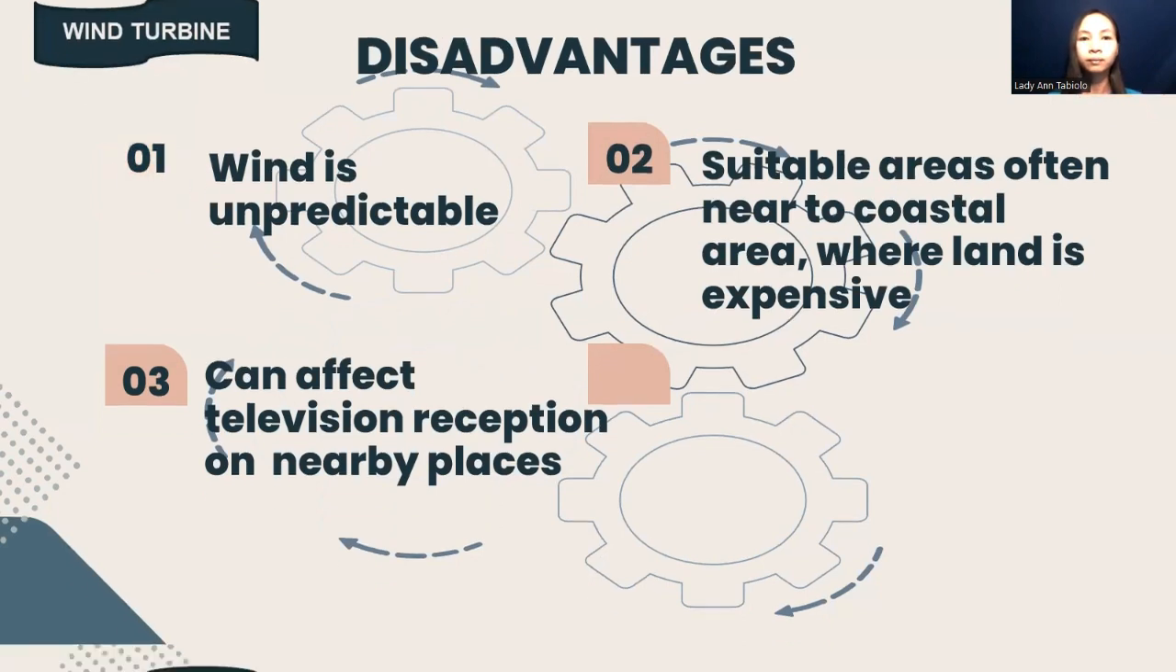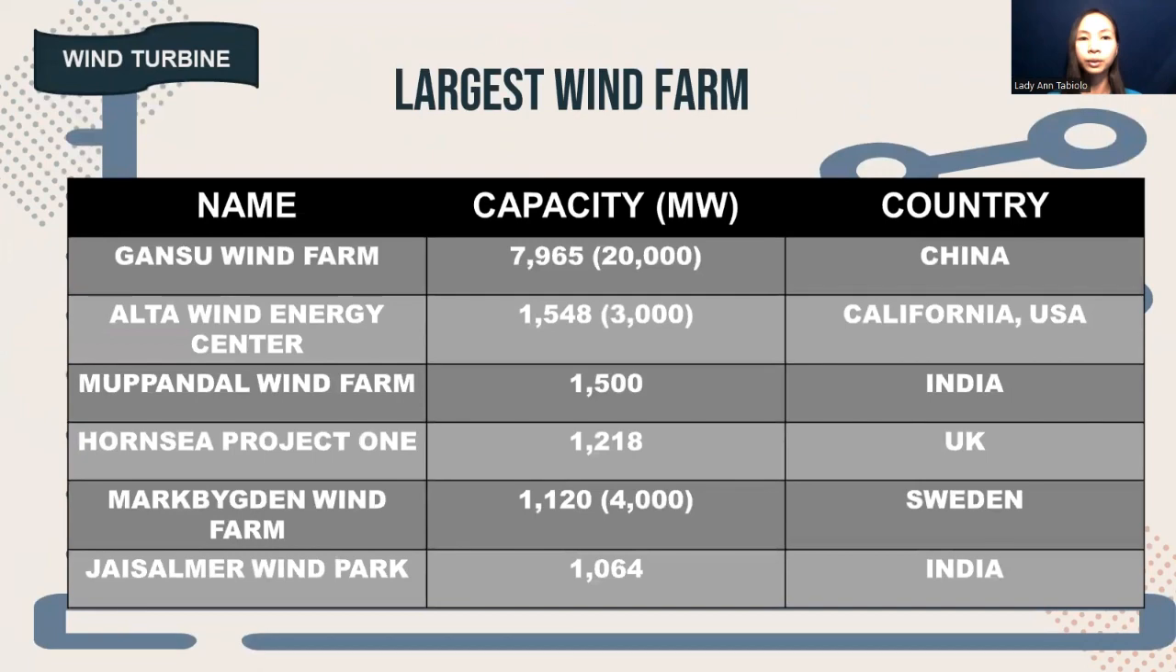Then, dako tayo din sa largest wind farm. Ang nangungunang wind farm na meron dito sa mundo is ang Gansu Wind Farm na mayroong capacity na 7,965 and still continue to expand na may target na 20,000 megawatt capacity na matatagpuan sa China.